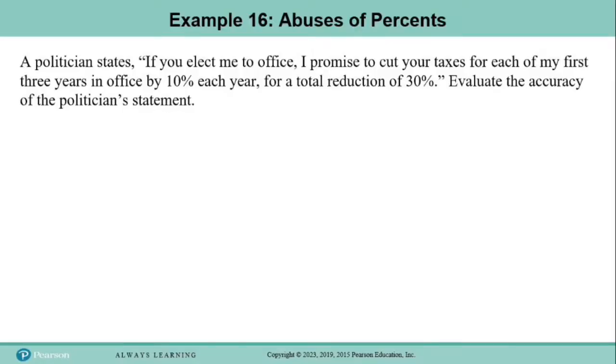Okay, so what we're going to do to test the accuracy of this politician's statement is we're going to pretend that our taxes have been $1,000 each year. Okay, just to pick a nice round number. You could do this with any number.